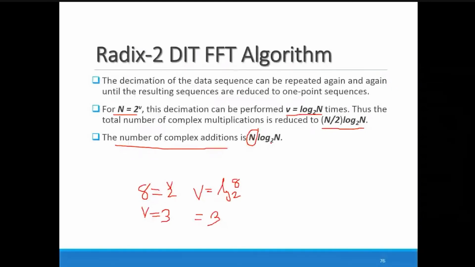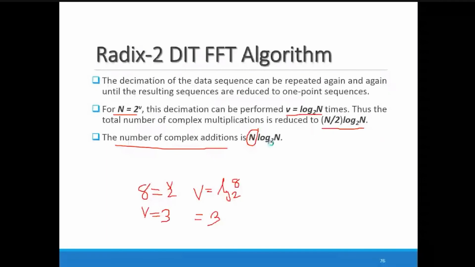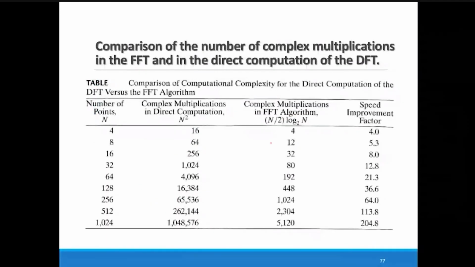Okay, now Jinendra, how much complexity is reduced? So let me come to that. Comparison of the number of complex multiplications in the FFT and in the direct computation of the DFT. In this table, we are comparing just how much the number of multiplications is reduced in the DIT FFT algorithm compared to direct computation. So here the number of points. For example, we start with this first row.